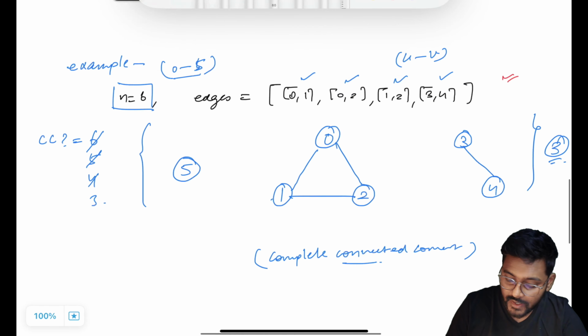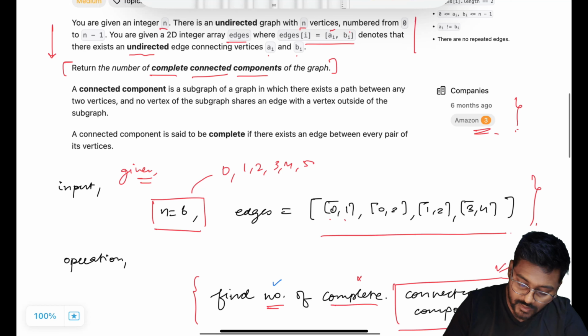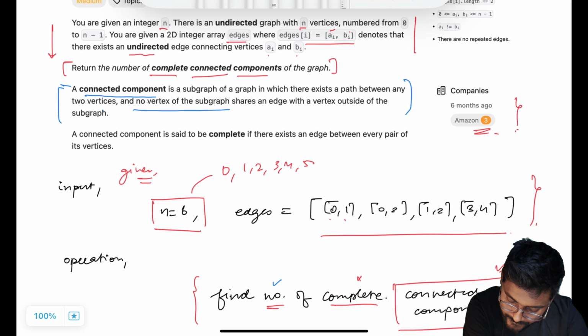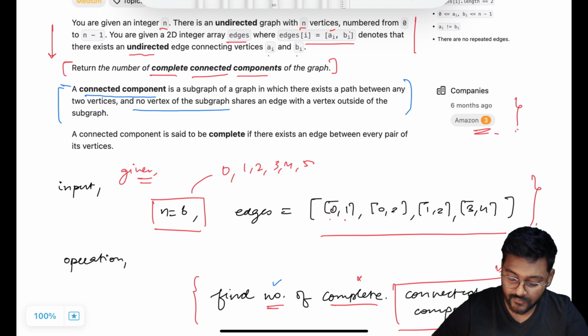And what does a complete connected component mean? It is written in the problem statement. A connected component is a subgraph where there exists a path between any two vertices, and no vertex in the subgraph shares an edge with a vertex outside of the subgraph.